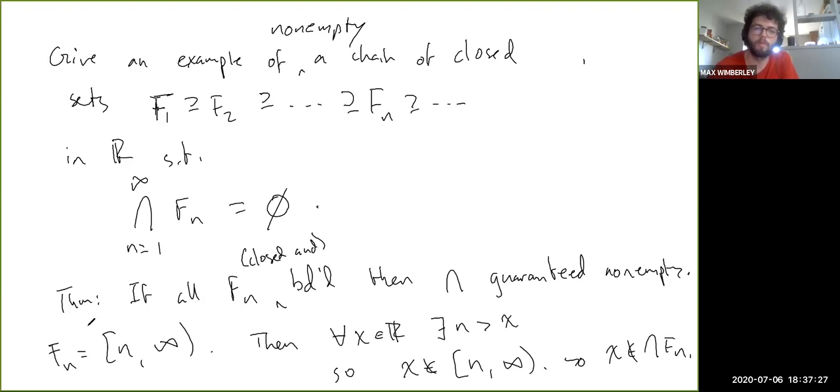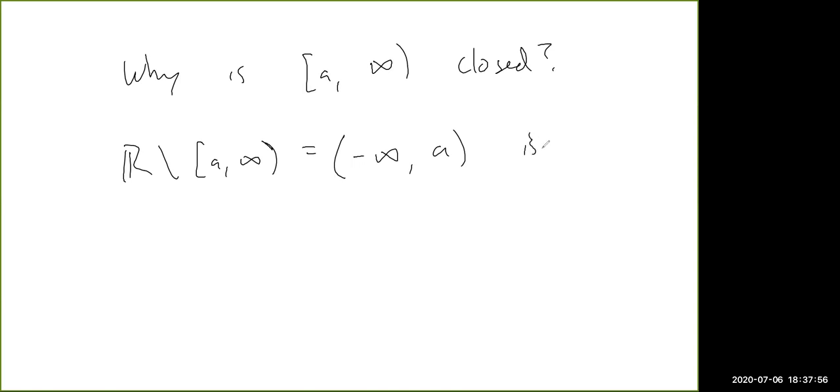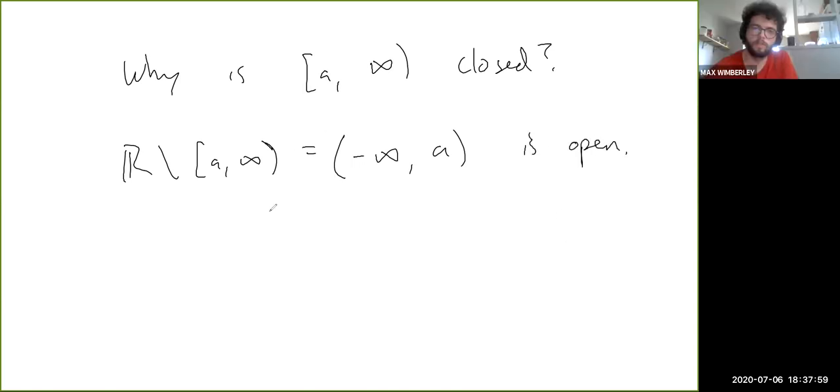But if you want to think about why this is closed, by definition, what does it mean to be closed? It means to be the complement of an open set, right? So the complement of this is just, right, which is pretty clearly open. So looking at it this way, I think it makes more sense.